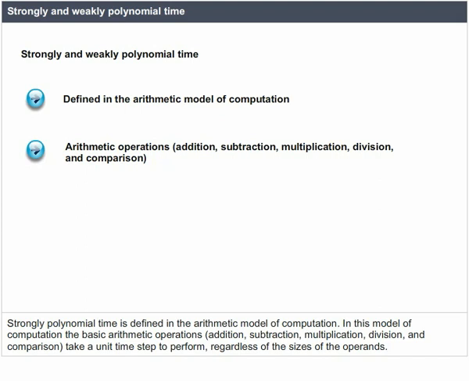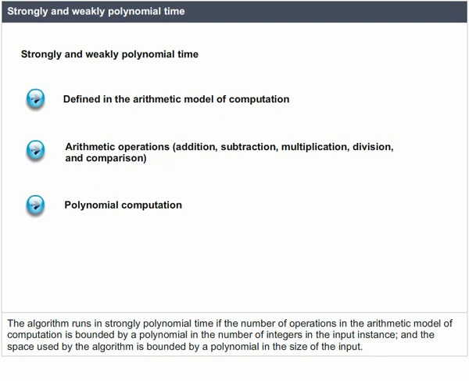The algorithm runs in strong polynomial time if the number of operations in the arithmetic model of computation is bounded by a polynomial in the number of integers in the input instance, and the space used by the algorithm is bounded by a polynomial in the size of the input.